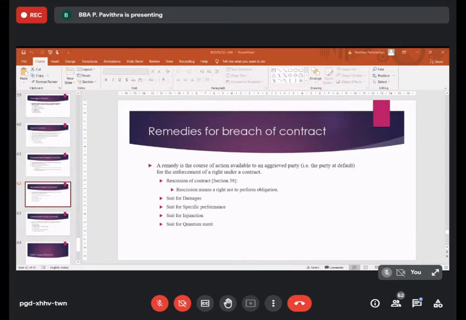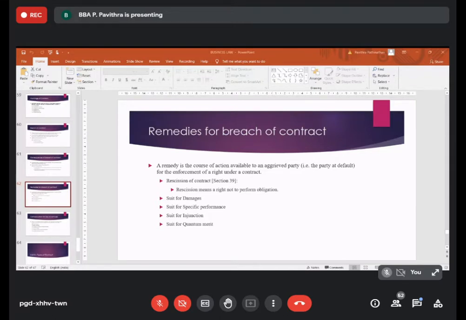Right. So suit for specific performance means demanding the court's direction to the defaulting party, the party who is at fault, to carry out the promise according to the terms of the contract. Okay, so if someone is not willing to satisfy the contract, the deeds specified in the contract, you can always go to the court and ask the court to direct these people to satisfy those needs, to carry out the work that is stipulated in the contract.